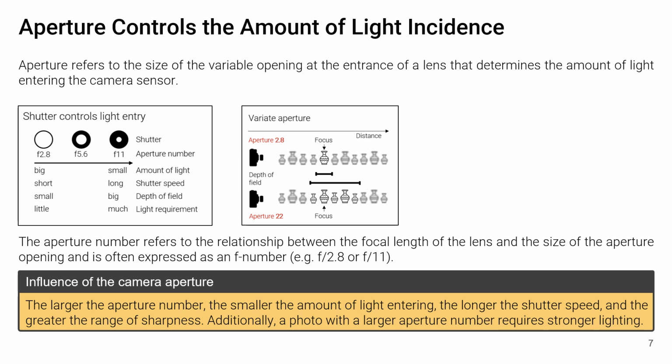On the other hand, when the aperture opening is smaller, less light enters the lens, resulting in a greater range of sharpness. This means that both the subject being focused on and the background can be sharp. This is especially useful for landscape photography or creating panoramic images.